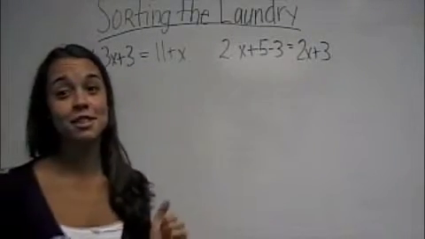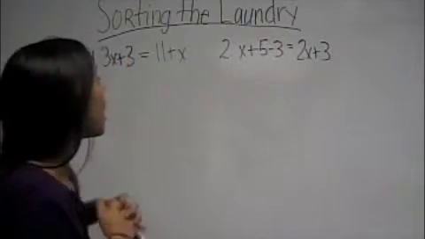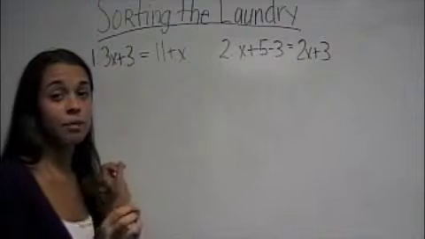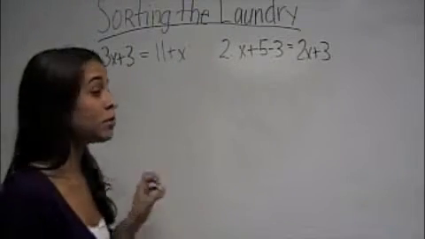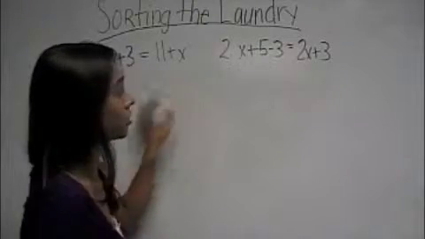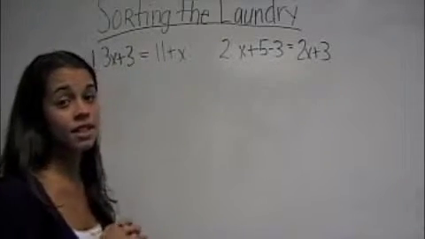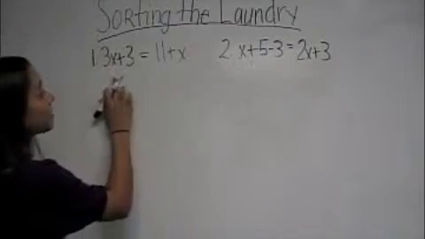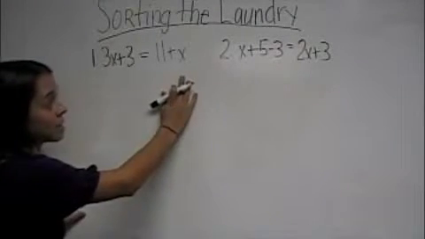So, the way this has to do with math is when we take an equation, we're going to have variables and regular numbers without variables. We want to move our variables to one side, and we want to move our numbers to the other side. So let's take example 1 and see how we do this. Alright, we have 3x plus 3 equals 11 plus x.